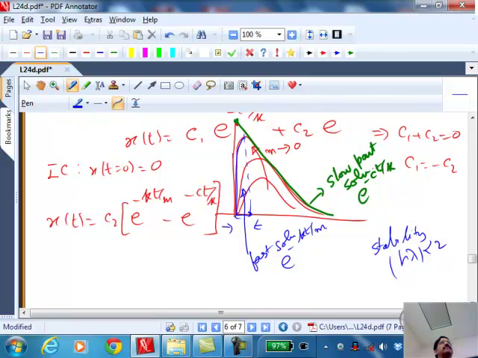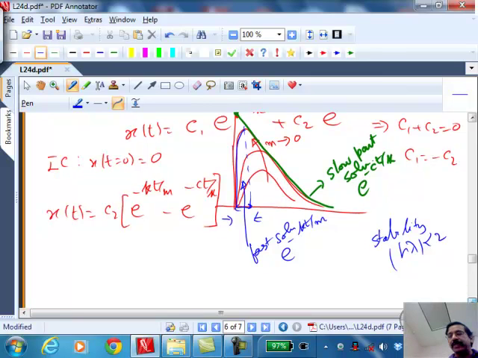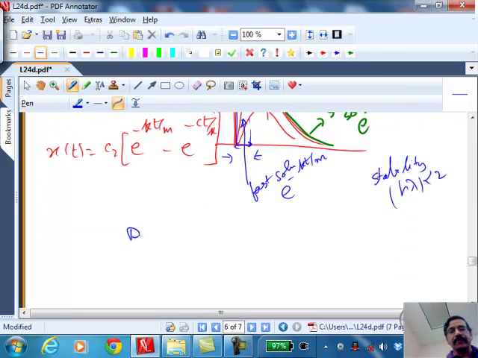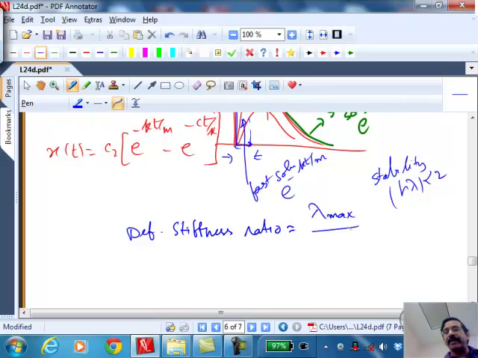So this is just to make you aware, and the only kind of question that I will ask you would be to explain what you understand by stiff differential equations. The definition of a stiffness ratio, in fact, is lambda max divided by lambda min, the absolute value of the ratio of the largest eigenvalue to the smallest eigenvalue.